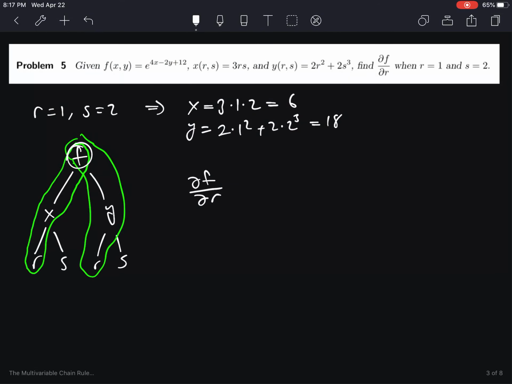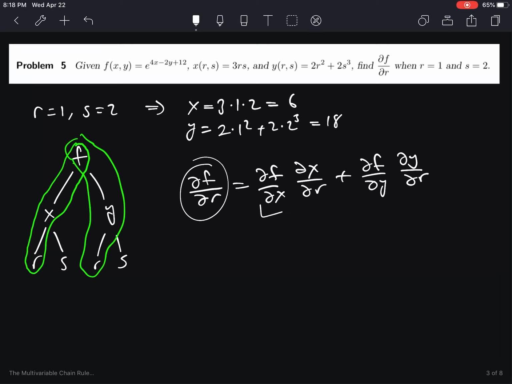From the first path we have f and then x and then r. So we go from f to x first, and then from x to r. We do the same thing for the second branch, so it is del f over del y and then del y over del r. That means to find this we need these four quantities. Let's find del x over del r and del y over del r first.